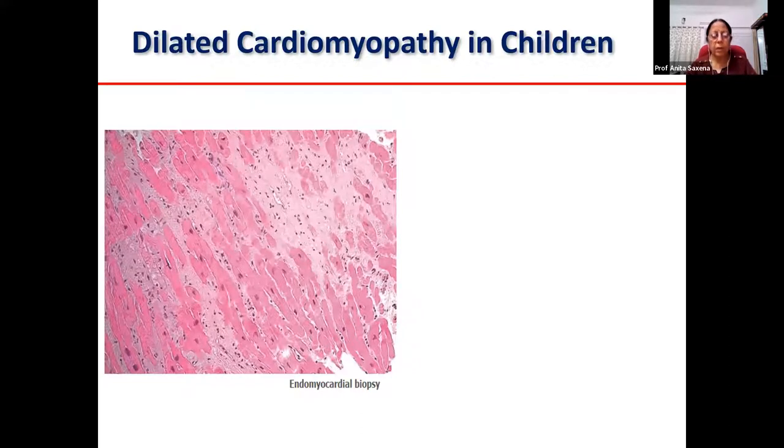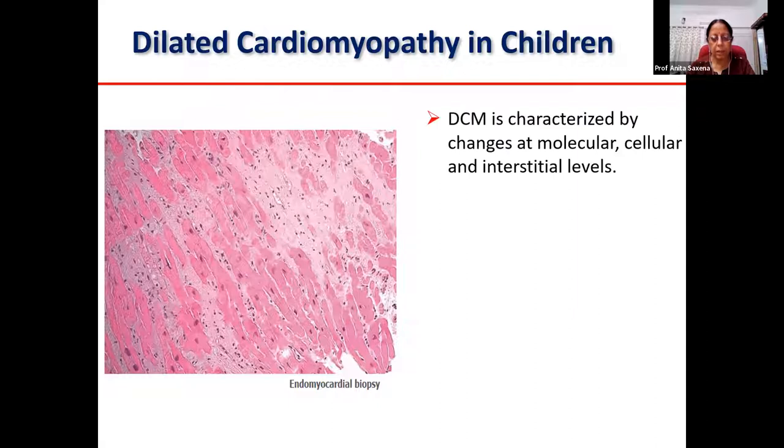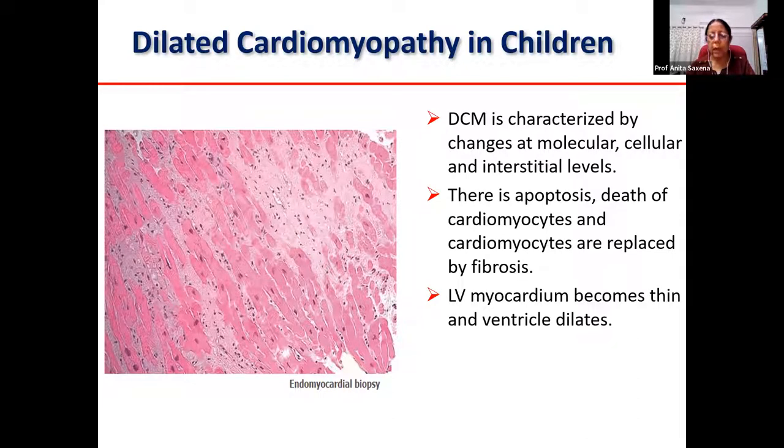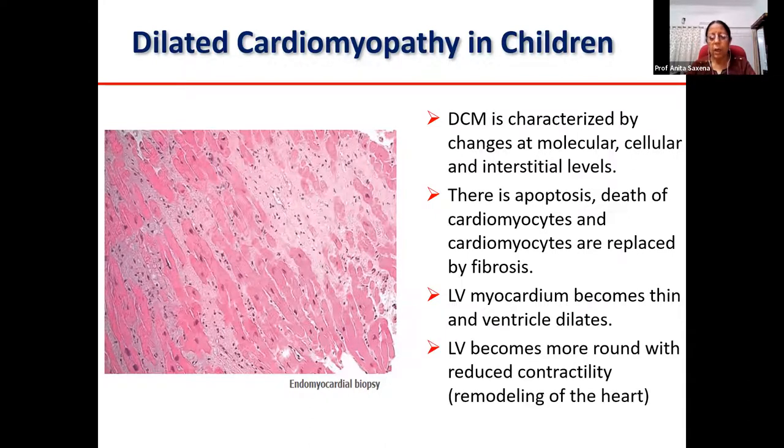When we look at the microscopic structure of myocardium in dilated cardiomyopathy, you will notice that there is a lot of fibrosis that has replaced the cardiomyocytes. So DCM is actually characterized by changes at the molecular, cellular, and interstitial levels. There is apoptosis, which means death of cardiomyocytes, and cardiomyocytes are replaced by fibrosis, as is being shown over here. The LV myocardium thereby becomes very thin and the ventricle tends to dilate. The LV also becomes more round. Not only does it dilate, but it becomes more round and has obviously reduced contractility.